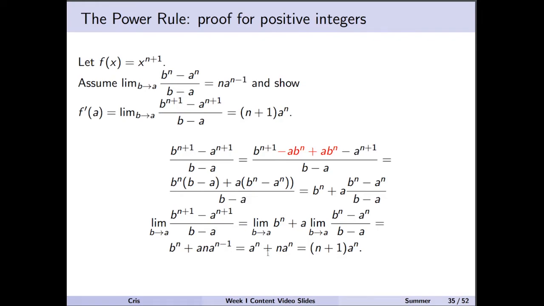So we have a to the n plus n times a to the n is n plus 1 times a to the n. And this shows that if the power rule is true for n, then it's true for n plus 1. And since we checked the case for 1, it's true for 2, and since it's true for 2, it's true for 3, etc. And this is how you prove something for an infinite number of cases. You use mathematical induction. We still have to prove the power rule for negative integers and fractions, and we will later on.